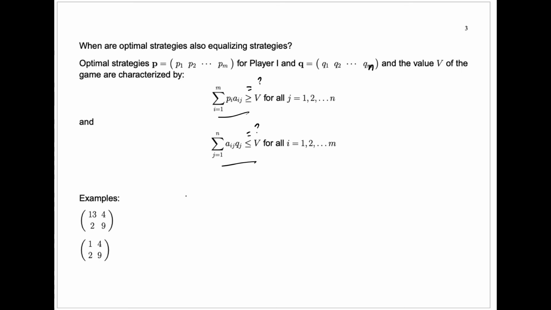Let's look under what situations we've already seen where this works or wouldn't work. We've seen for 2x2 matrix games that one of two situations must occur. Either the 2x2 matrix game has a saddle point. You'll see in this second example, this 2x2 matrix 1, 4, 2, 9 has a saddle point. The number 2 is the smallest number in its row and the largest number in its column. So we know what an optimal strategy is.